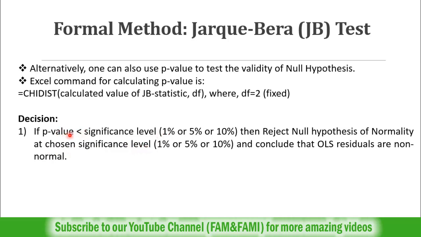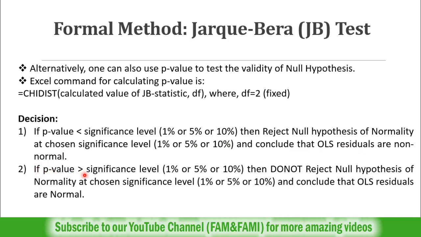And suppose the calculated p-value is found to be less than 0.05 or 5%, then we reject the null hypothesis of normality at 5% significance level. Similarly, if the calculated p-value is found to be less than 10% or 0.10, then we reject the null hypothesis of normality at 10% significance level, and we conclude that OLS residuals are non-normal. And if the p-value is greater than the significance level, 1% or 5% or 10%, then do not reject the null hypothesis of normality at the chosen significance level, and we will conclude that OLS residuals are normally distributed. So this is how the decision regarding rejection or non-rejection of the null hypothesis is taken using the p-value method.